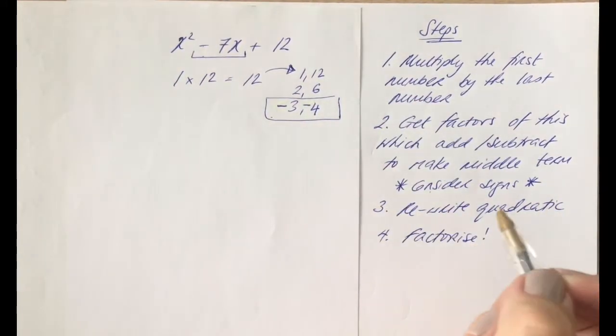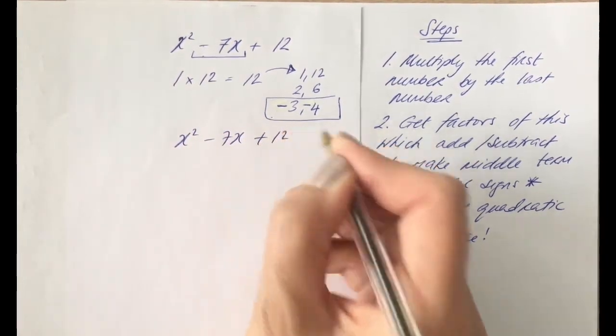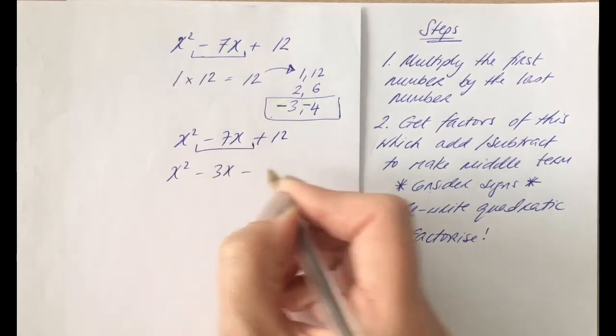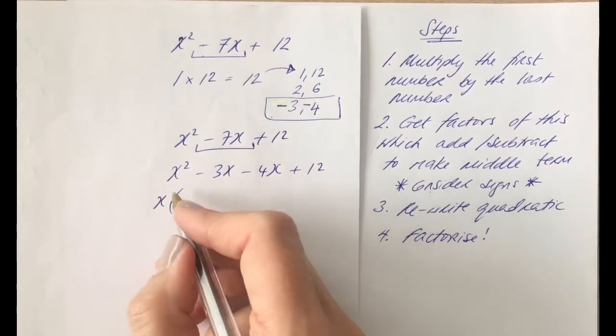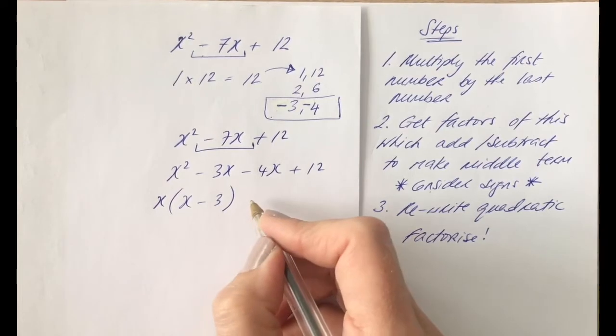Okay, and then rewrite the quadratic. So the quadratic is x squared minus 7x plus 12. We're going to replace the minus 7x with minus 3x minus 4x instead. And common to both x squared and minus 3x is x. And we need to multiply by x minus 3.